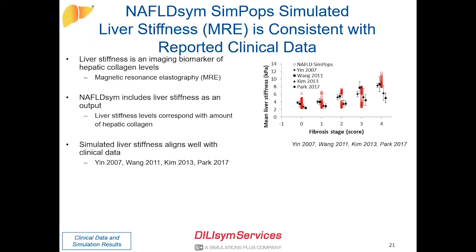Moving on to a nice illustration of a specific imaging technique. So this is using magnetic resonance elastography, or MRE, to measure liver stiffness. Again, it gives you an index of the extracellular matrix proteins and the extent of fibrosis within a liver. And you can see the range, in the black, of the clinical data from a number of studies, and how the SimPops really captures the range of response quite nicely for a given stage of fibrosis.